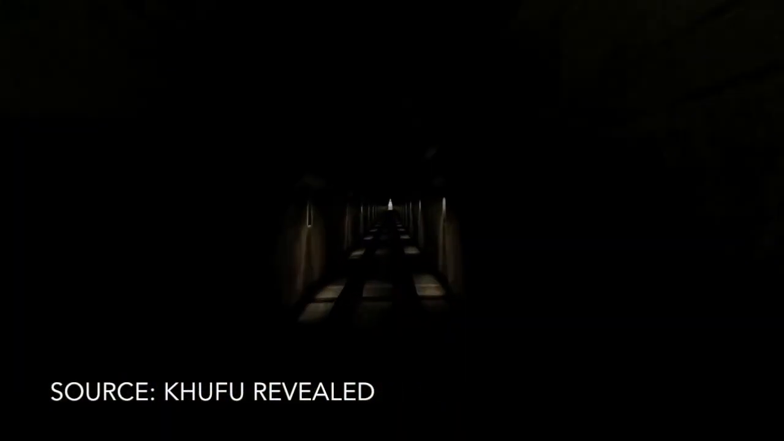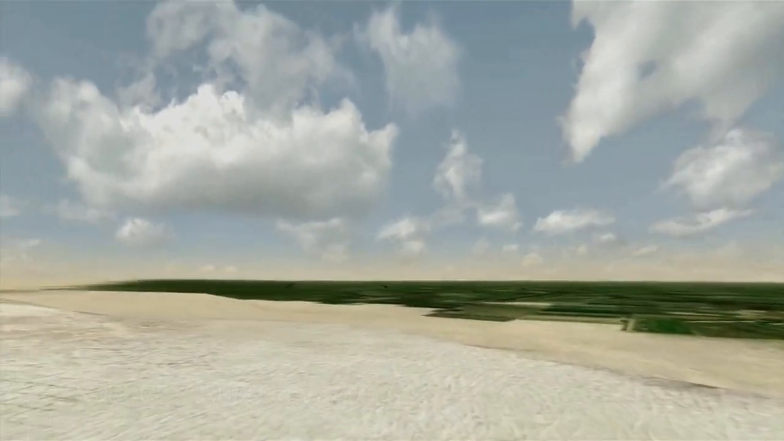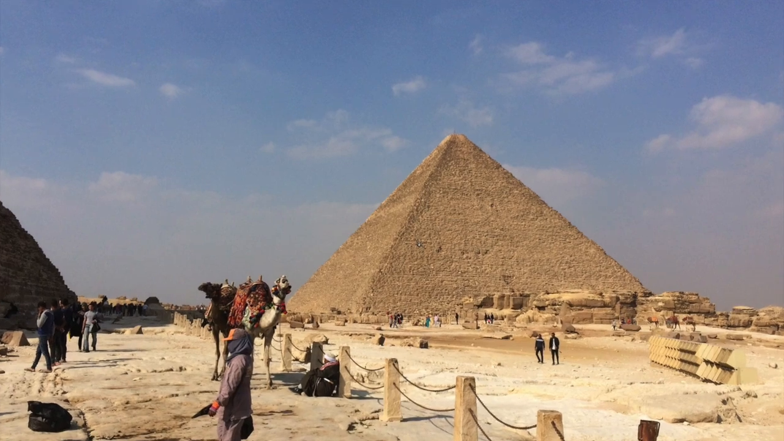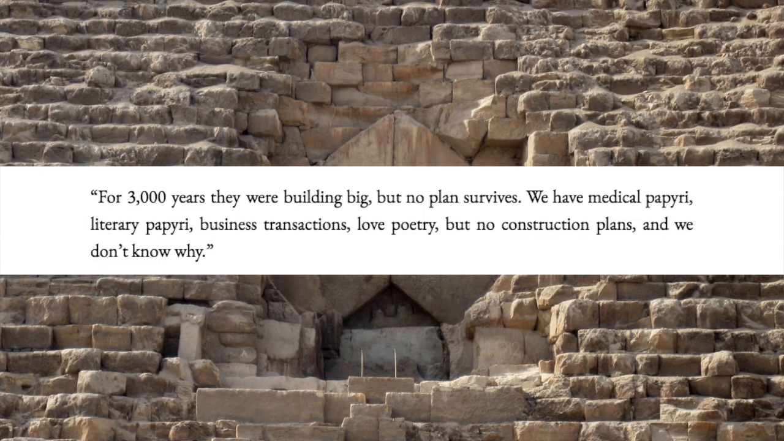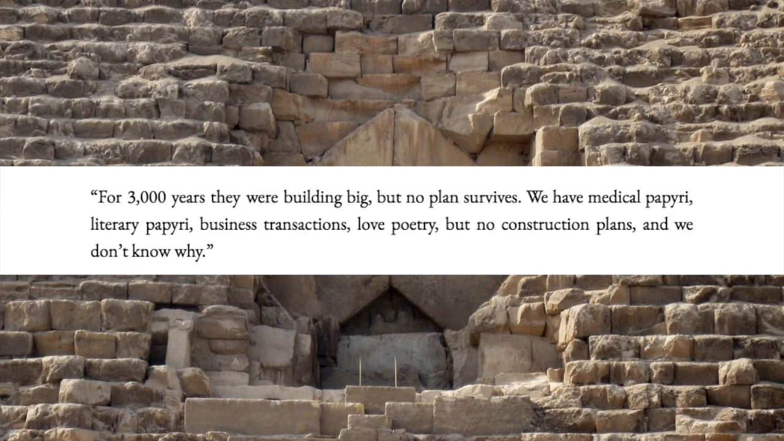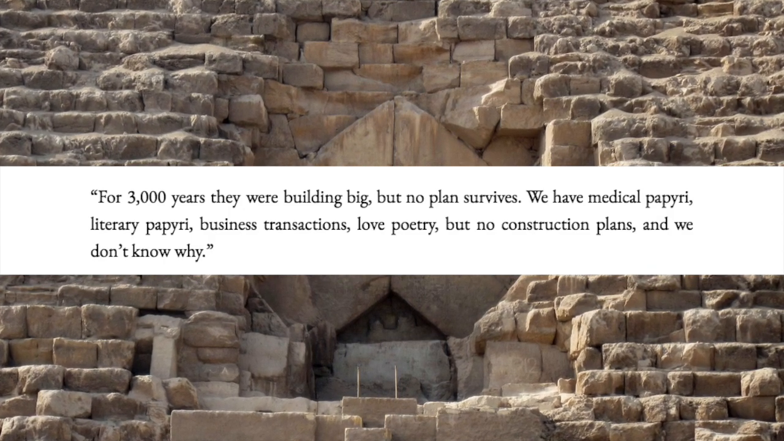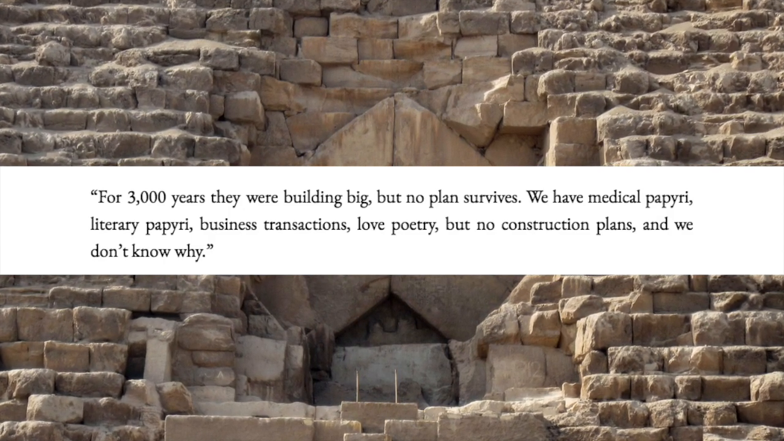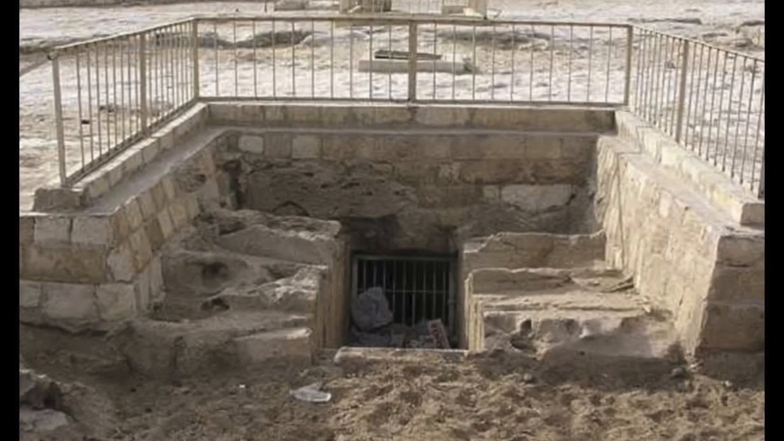Brier is quick to point out that there are no surviving records regarding construction left from the times of ancient Egypt. He says, "For 3,000 years they were building big, but no plan survives. We have medical papyri, literary papyri, business transactions, love poetry, but no construction plans, and we don't know why." He does go on to propose something of a reason, however.